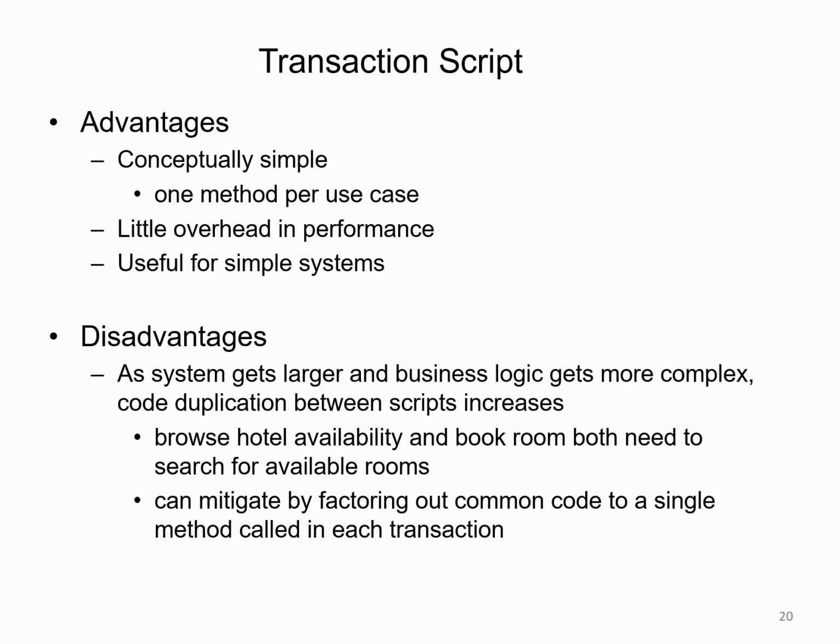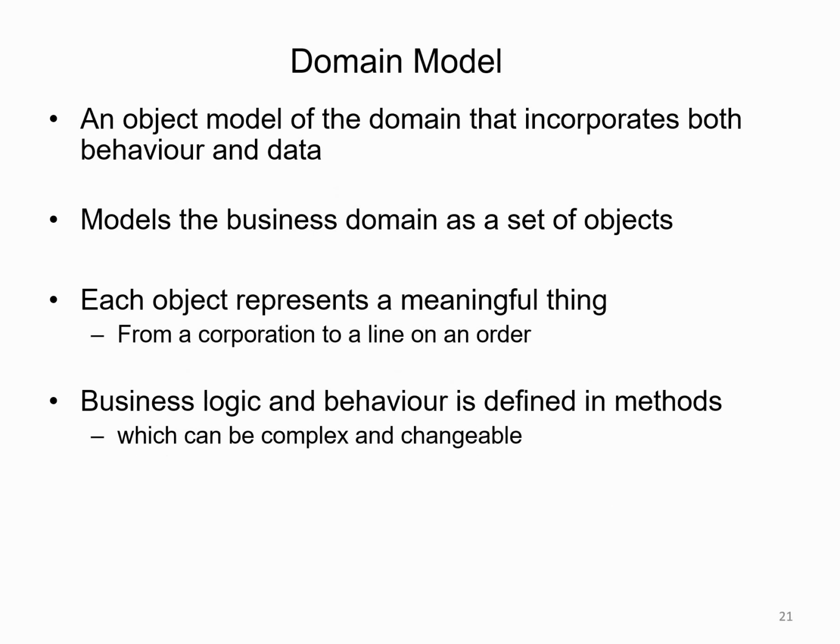Now we can mitigate against that to some extent by factoring out common code into methods that can then be called from each of those transaction scripts. But still, there's some extra complexity that gets built in as the system gets bigger. It becomes less scalable with a transaction script as your application gets bigger and bigger. A different pattern that could be used then is the domain model.